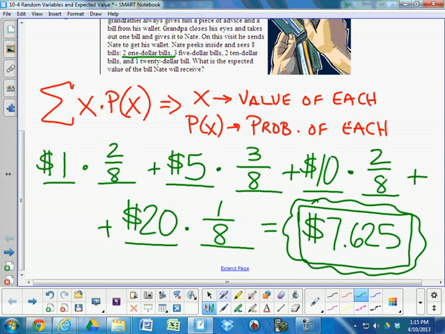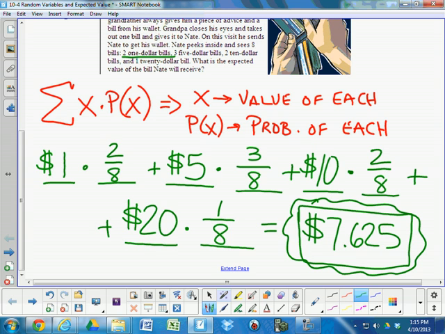So you can walk away from handing over the wallet by saying, I'm going to get an average of $7.63 out of this whole transaction. Right? That's my average. But you might just get $1. You might get $20 or something in between.